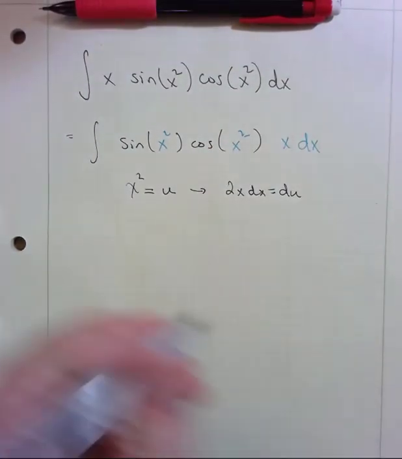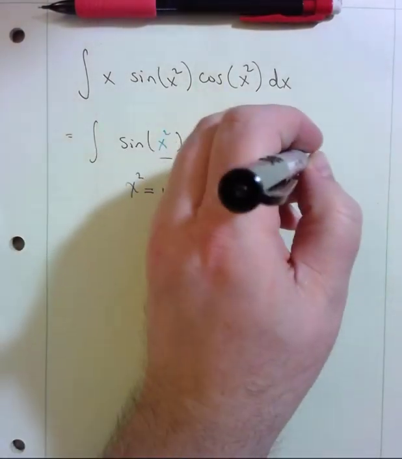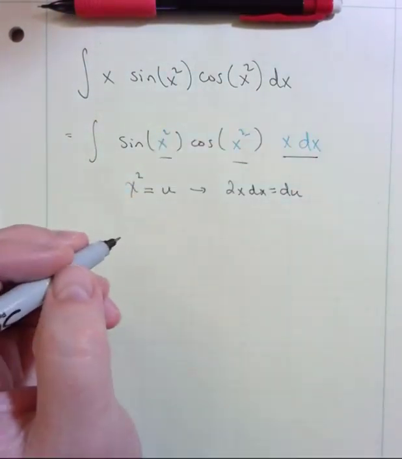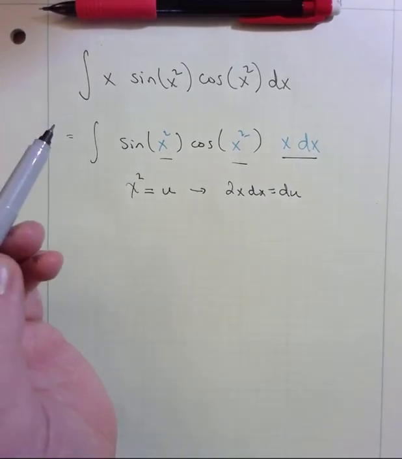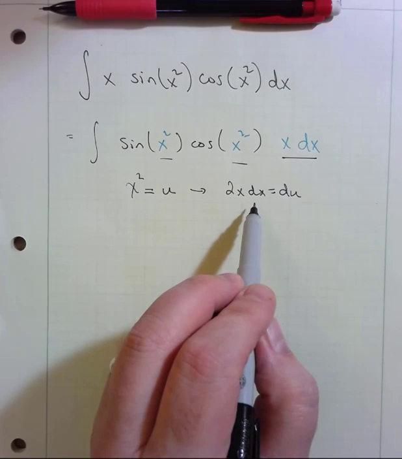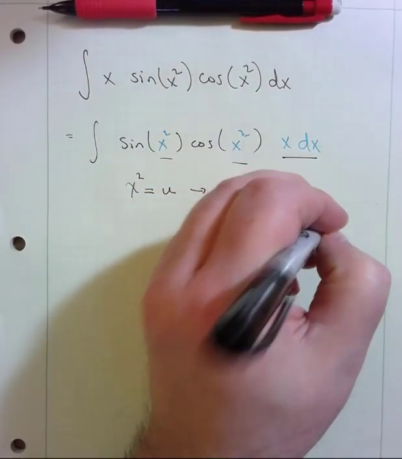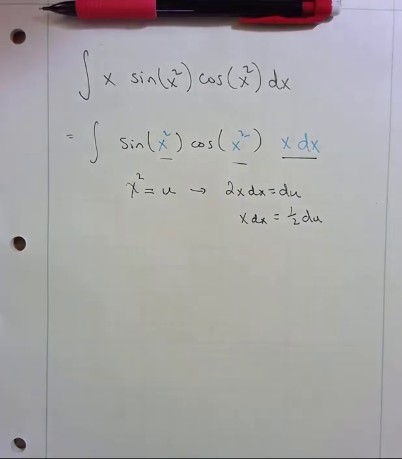And then we compare, well, we got that. Those are both going to turn into u's. And then we have to change all the instances of our variable. The x dx at the end there, well, it's not exactly du. The x dx that's sitting there is 1/2 du.